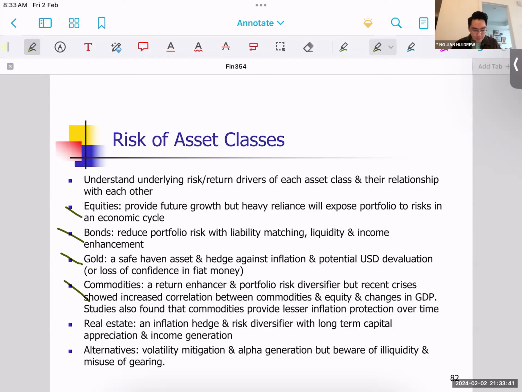Real estate is a good hedge against inflation. However, of course, it's not good when interest rates are too high. Alternatives include things like ESG, wind power, etc. These are generally quite good for high returns. However, investing in something like a wind farm can be quite illiquid.